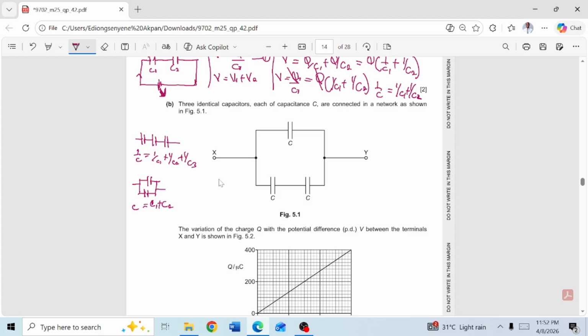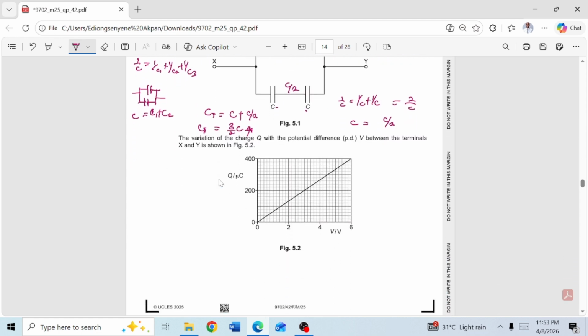By the time we come here, it's important for you to know that for this one and this one, the total for the series will be 1 over C equal to 1 over C plus 1 over C, which will give us 2 over C, meaning the total for this down will be C over 2. That is what we will have here as the total. By the time we have this, the total combination generally will now be C plus C over 2. That will give us 3 over 2C. Keep this by the side. We will come back to it.